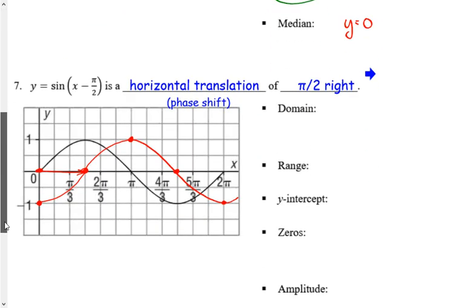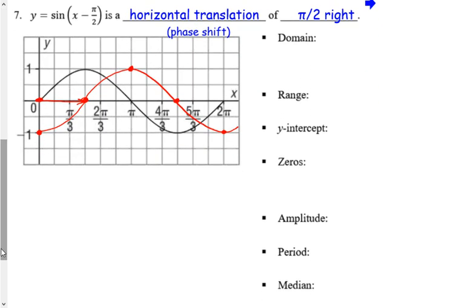All right. Who has not finished number 7 yet? Most of us are done, so why don't I just go through it with you. Domain is still all real numbers. By range, there's no vertical stretch, so still -1 to +1. The y-intercept: because of that horizontal translation, that phase shift, my y-intercept is in a different location. It's at (0, -1). So my graph starts at a minimum.